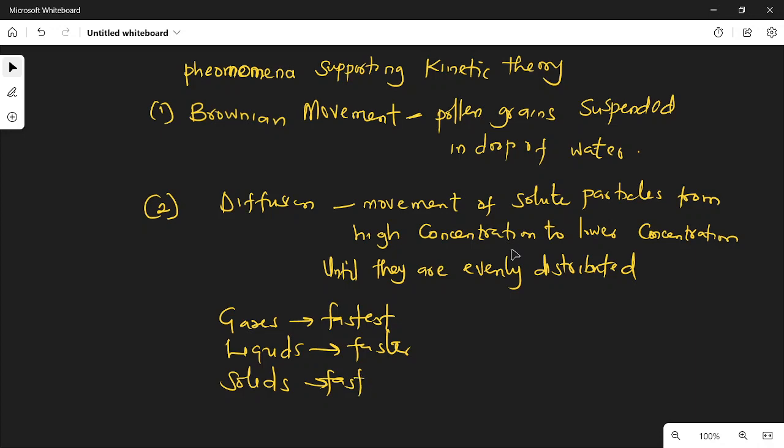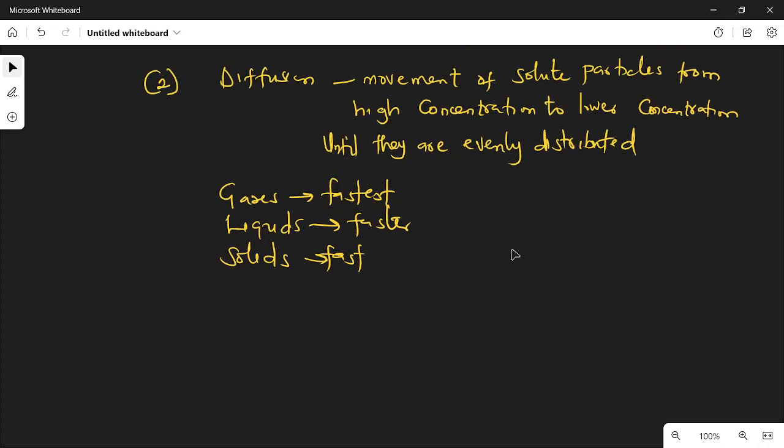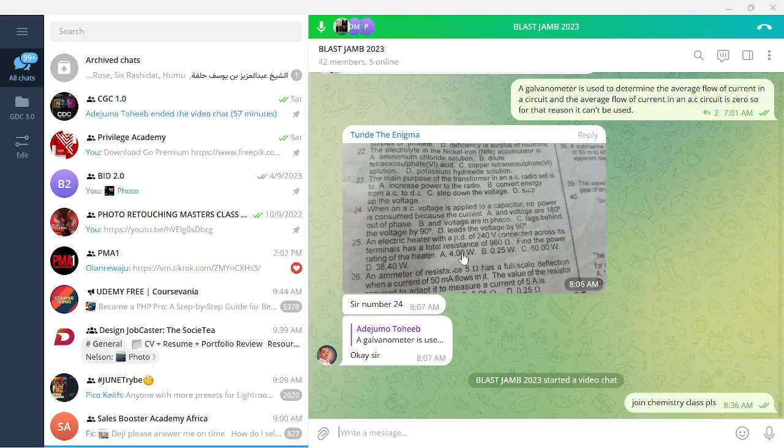And you know the reason why it is like that. There are no spaces between solids. So since diffusion talks about movement, and there are no spaces between solids, the probability that the movement will be fast is very, very low. But in gases, you have a lot of spaces in between them. So diffusion there is the fastest, followed by liquid, and followed by solid. So solid has a diffusion rate that is very small.